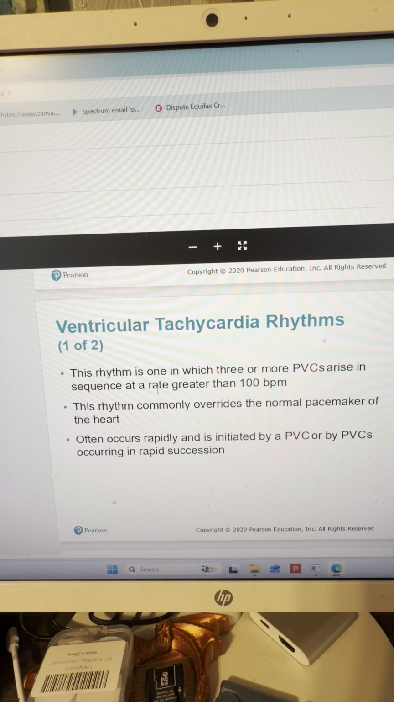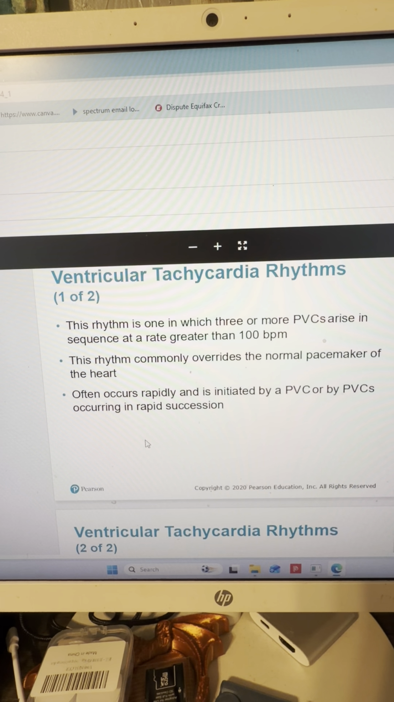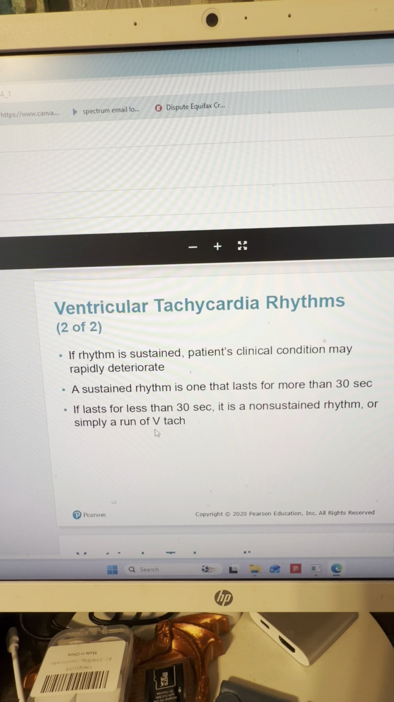Ventricular tachycardia rhythms. This is when the rhythm is 3 or more PVCs, and the rate is greater than 100. So it's just back-to-back PVCs. Normally overrides the normal pacemaker of the heart. It often occurs rapidly and it is initiated by a couple of PVCs that occur, and then they just keep getting more and more until you degrade into this rhythm. If it's sustained, the patient's clinical condition may rapidly deteriorate. And sustained means it's lasted for more than 30 seconds. If it's less, it's non-sustained VTach or simply a run of VTach.